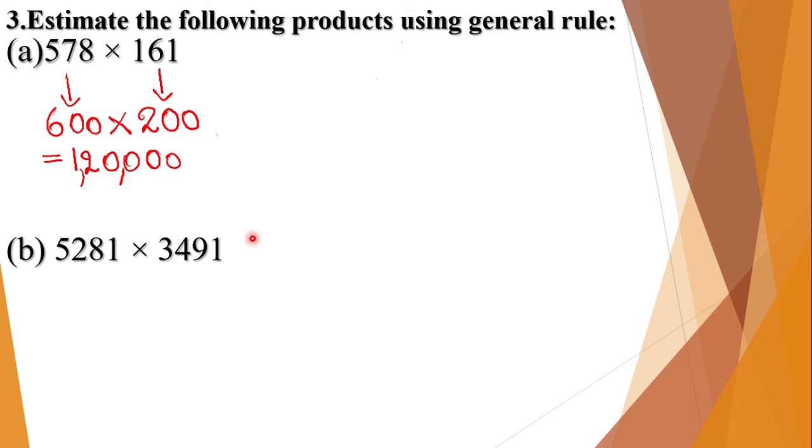Now the second question which we have is 5,281 into 3,491. Now the first number which we have is 5,281. Now here we should know the place value first. So the highest place value which we can take is 1,000. So we can estimate for the first and the second number, right? So let's take 1,000 and estimate.